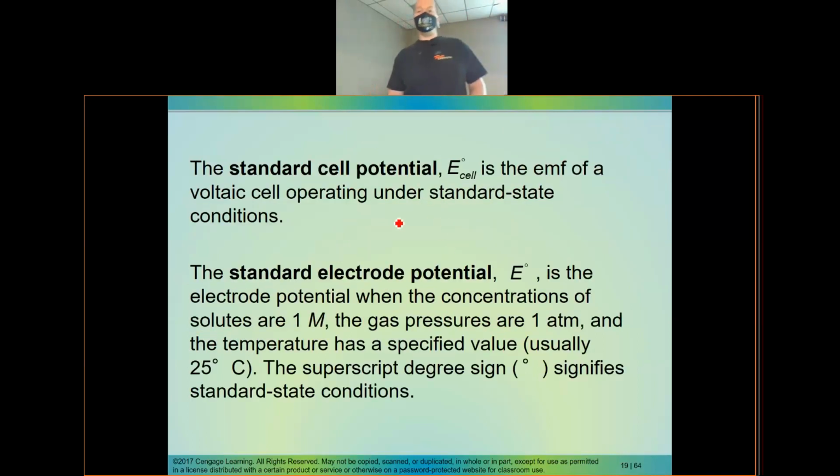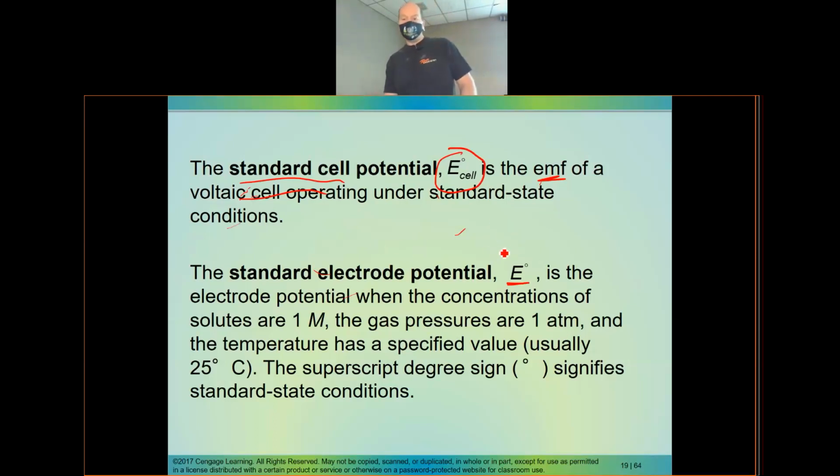All right, and so our chart has standard cell potentials. That is your E naught cell, with that little circle, standard cell potential. This is the EMF of a voltaic cell operating under standard state conditions. Your standard electrode potential is simply an E naught. So you have your E naught for oxidation, you have your E naught for reduction. When you add them up, then you have the entire cell reaction, so then you have your E naught cell.